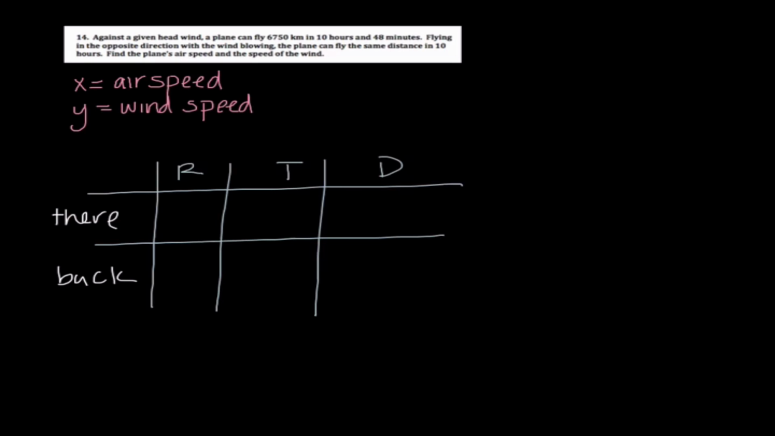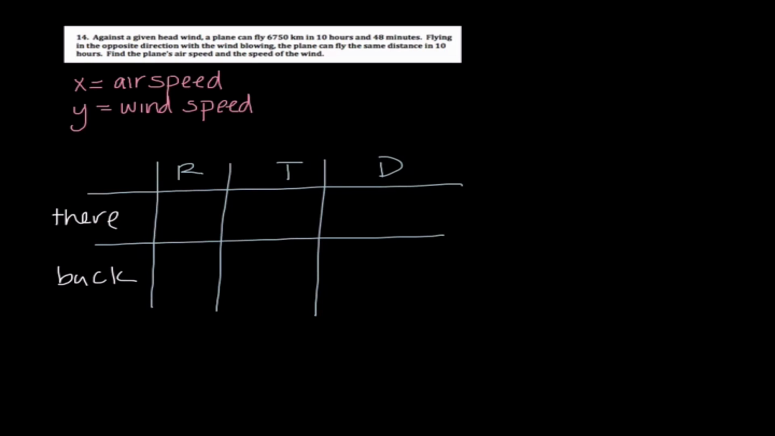And last but not least, we are ending with one of our favorites, a word problem. So first of all, I know x is going to be the airspeed, and y is going to be our wind speed. As soon as I see it's one of these distance problems, I'm going to go ahead and draw out my chart. So here's my chart, and I know I'm going there and I'm going back. I have my rate times my time equals my distance.